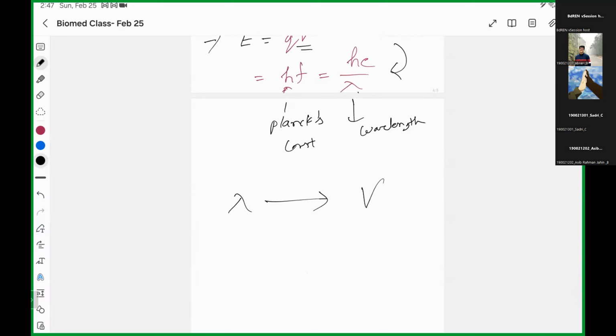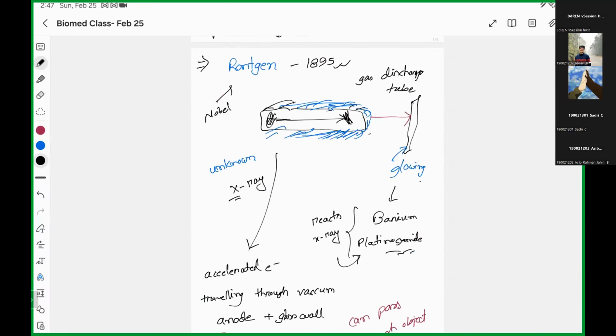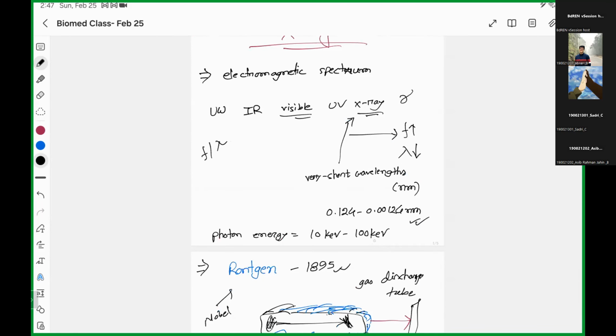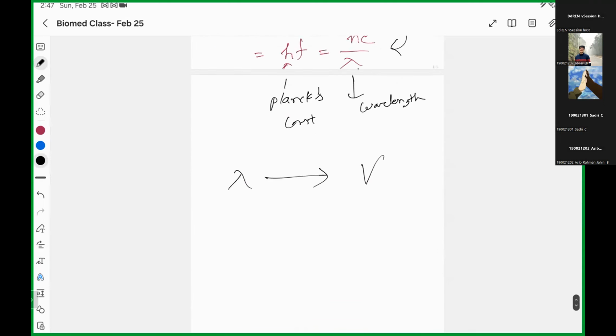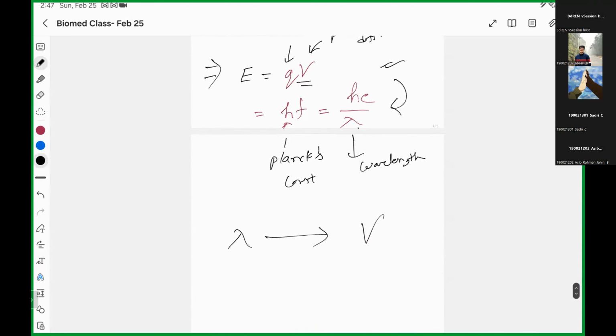Previously I told you, for instance, 10 kilo electron volt to 100 kilo electron volt. So you need that type of energy, electron volt: voltage multiplied by the electron charge. So you are using 10 kilovolt. Based on this, you can calculate the lambda of the radiated electromagnetic radiation. So that's the voltage that you are transforming into the electromagnetic radiation.